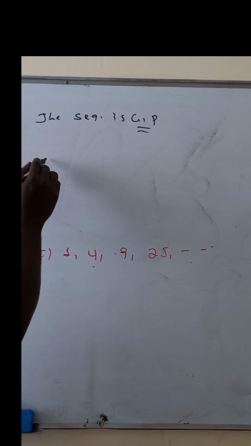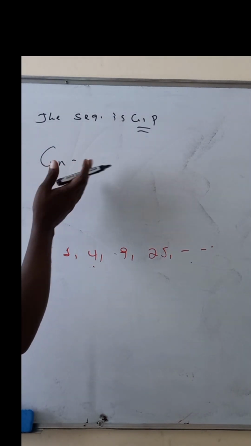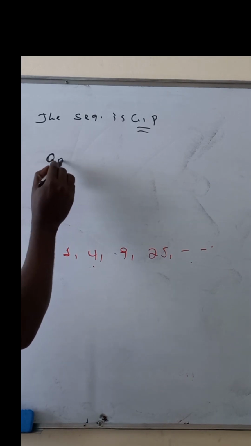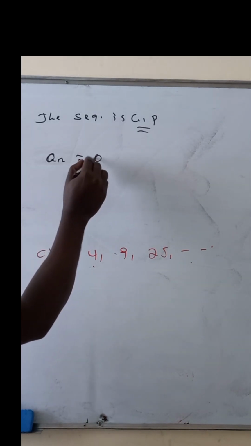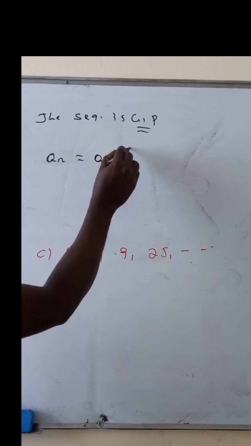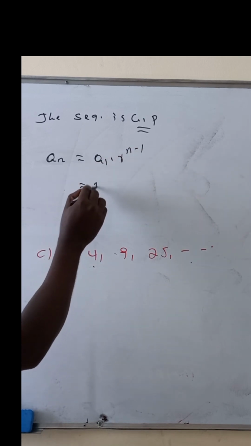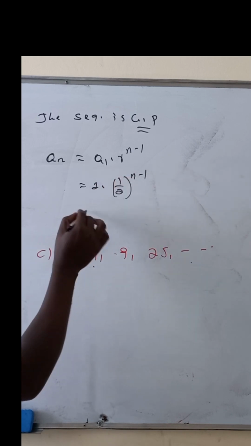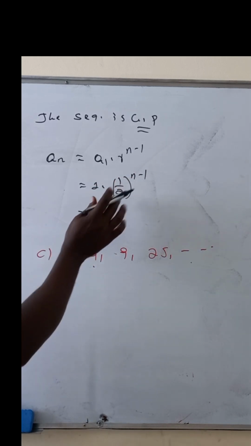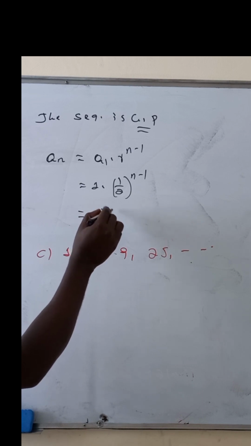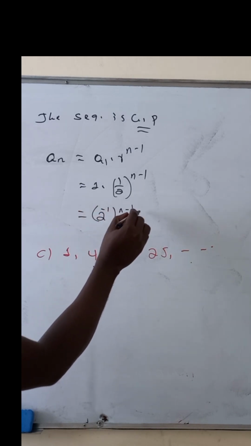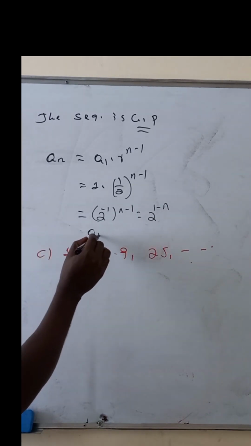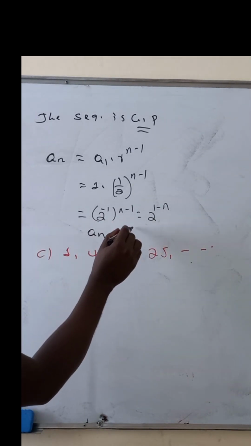If it's a geometric sequence, now Gn is given by, or you can say An or Gn, no problem. Now for a geometric sequence, An is given by A1 times r raised to n minus 1. You know the first term is 1 and the common ratio is 1/2, so it is 1 times (1/2) raised to n minus 1. So this is given by 2 raised to minus 1, the whole raised to n minus 1. This is exactly 2 raised to 1 minus n. So An for this geometric sequence is 2 raised to 1 minus n.